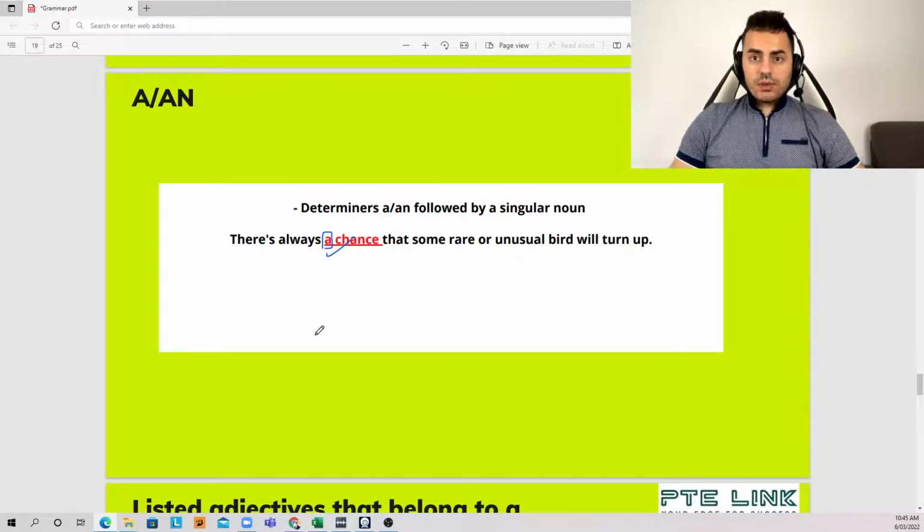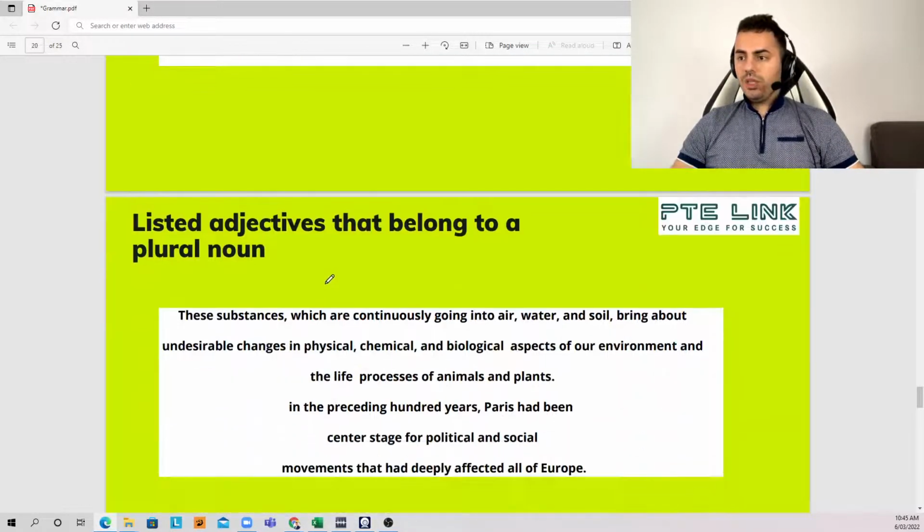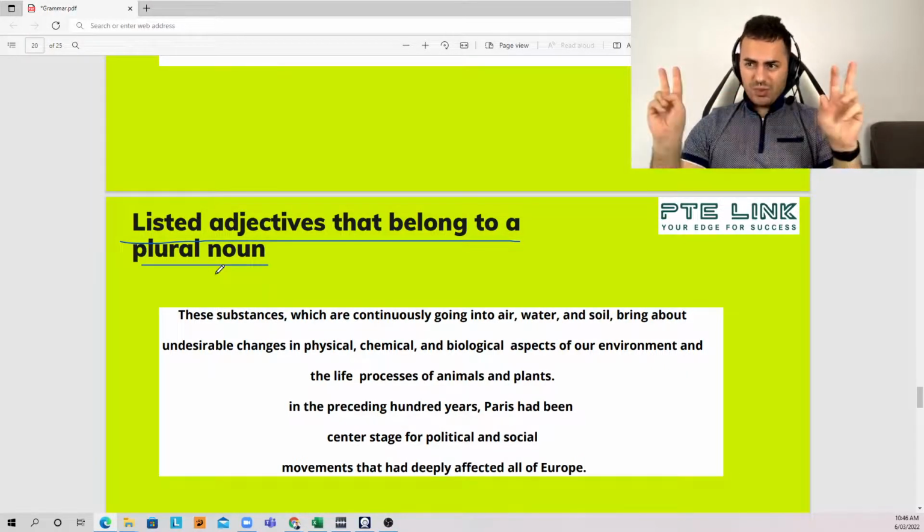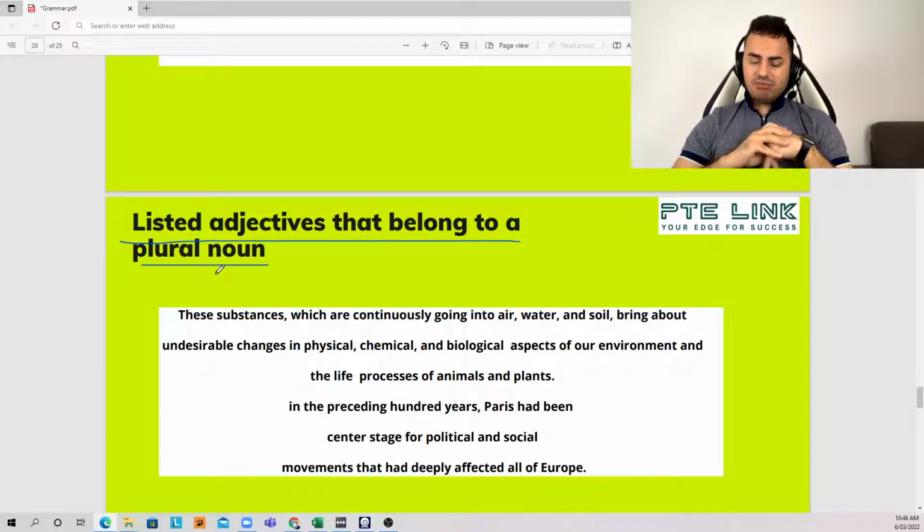check for the singular nouns. This one actually, I did find it a very common pattern in fill in the blanks reading. I did read probably 40 questions of fill in the blanks reading, and I found this, I would say it's a rule or something very common in fill in the blanks reading and writing PTE. It is about the listed adjectives that belong to a plural noun.